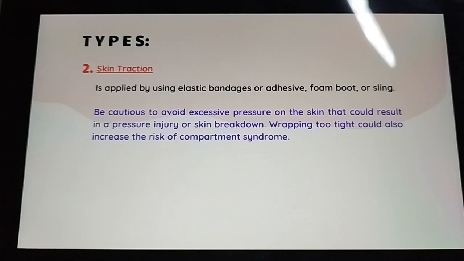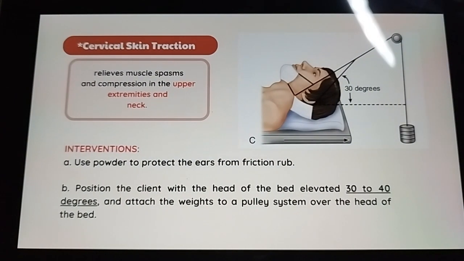Yung ating skin traction, meron pa siyang several classifications, iba-ibang klase ng skin traction. So first, meron tayong tinatawag na cervical skin traction, from the name itself, cervical. So ito ay ginagamit to relieve muscle spasms and compression in the upper extremities and neck.